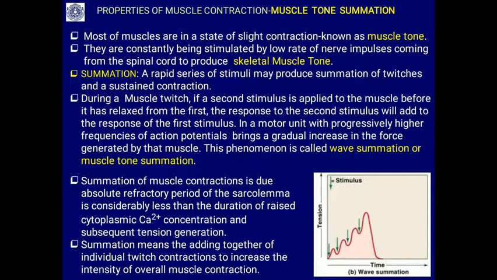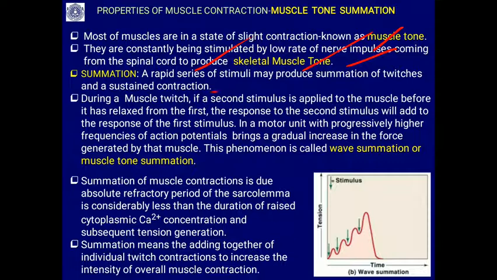Next, what is muscle tone and summation? Most muscles are in a state of slight contraction known as muscle tone, as I said already. They are constantly stimulated by a low rate of nerve impulses coming from the spinal cord; this is called skeletal muscle tone. To maintain posture, muscle tone is required. It is constantly stimulated by the spinal motor neurons. Then what is summation?